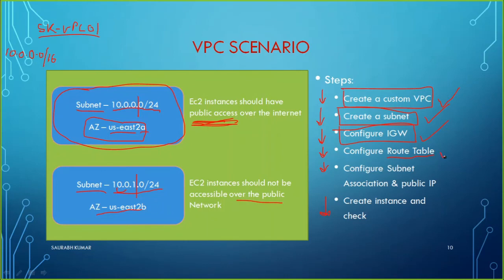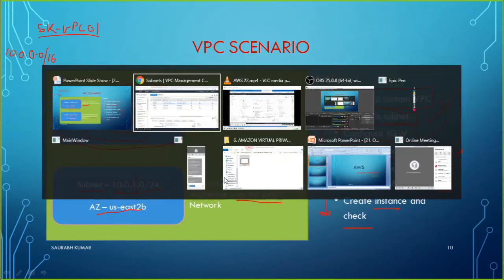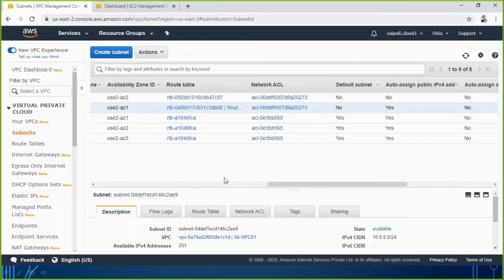We have finished creating the route table. We have created one route table where we have added a route 0.0.0.0/0 going to the internet gateway. Then we have associated the public subnet with it. Now the last thing is just to create an instance and validate whether our scenario is right or wrong. So let's finalize it. Let's perform the last task now.